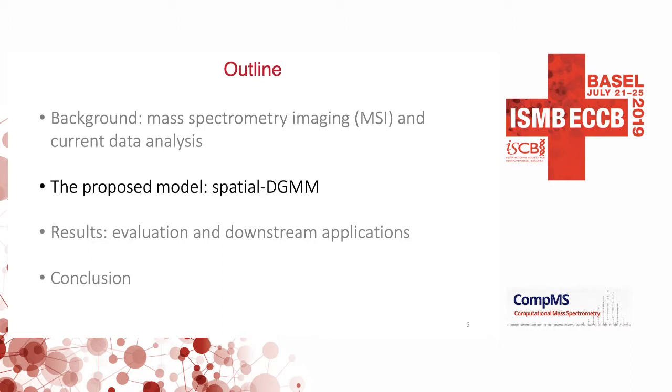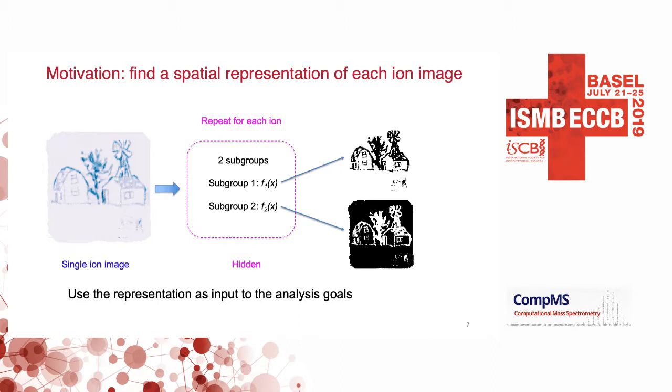So next I'm going to talk about the proposed model, spatial DGMM. First, let's look at the motivation. The motivation is to find a spatial representation of each ion image, which can be used for all the downstream analysis goals we just talked about. First of all, we need the representation to preserve the spatial information. And second, we need this representation to be ion-specific, which means each different ion will have its own representation.